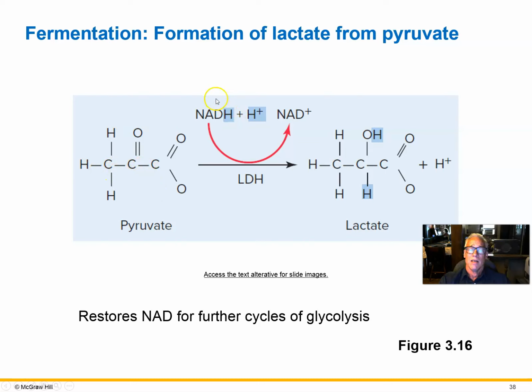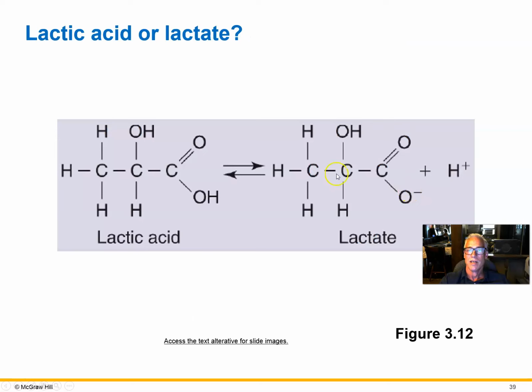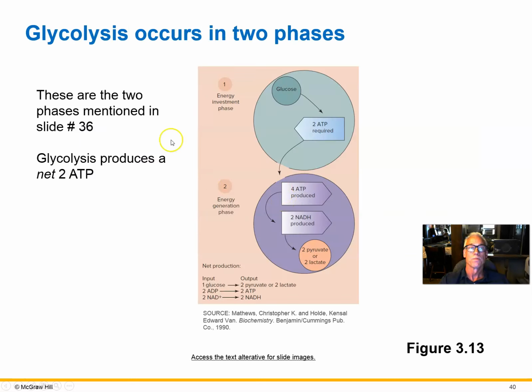Pyruvate can accept electrons and hydrogens from NADH, restoring NAD and forming lactic acid or lactate. Lactic acid is the compound with the hydrogen still attached onto the oxygen, and so here's lactic acid, and then acids are those compounds in our definition which can release hydrogen ions into solution. And so here, once that hydrogen ion dissociates from lactic acid, we have lactate. So that's why you keep hearing me say sometimes lactic acid, sometimes lactate. These are interconvertible forms in water at the pH of our bodies, and so that's why.